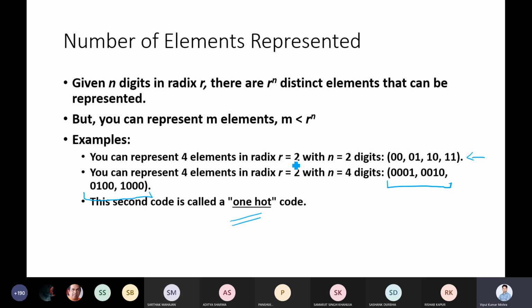So not ceiling. One important thing: how many times is 1 present in every number? Only one time. And that is the beauty of this representation. That one will appear only one time. That is known as one hot representation.